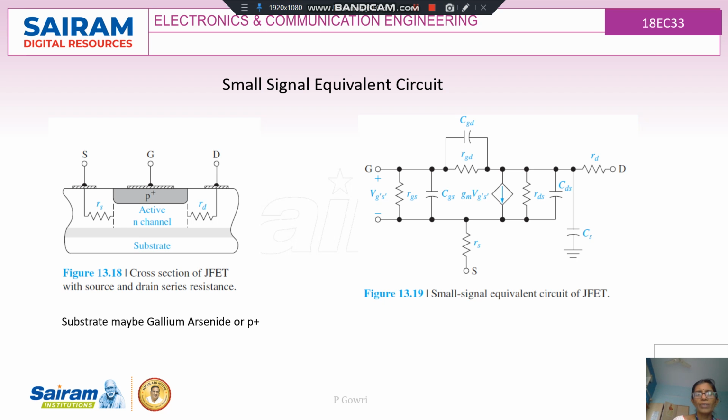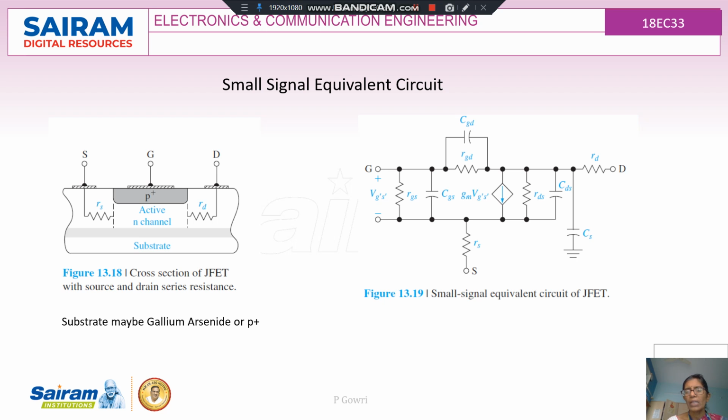Now the cross section of the JFET is given in the first diagram. Here the source and drain are the two terminals which are taken out from the substrate, and the internal resistance is given by RS and RD respectively. These are the series resistances between the source and gate as well as the drain and the gate terminal. The second diagram gives the small signal equivalent circuit of JFET.